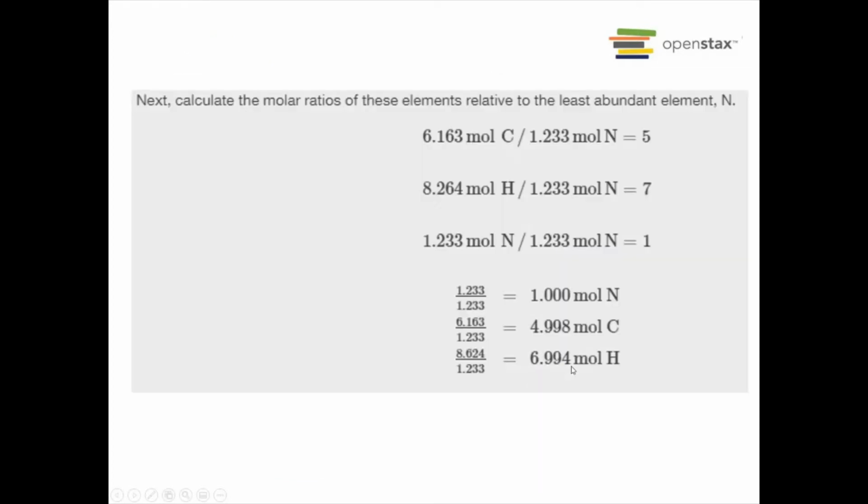Okay, so then when we do that, we see that the carbon comes out to be 5, hydrogen 7, and of course nitrogen 1. Okay, and they put the work here. You can see 4.998, 6.994. Those are way close enough to be 5 and 7. Okay, so don't freak out if you don't get an exact number. It all has to do with rounding. It's all good.